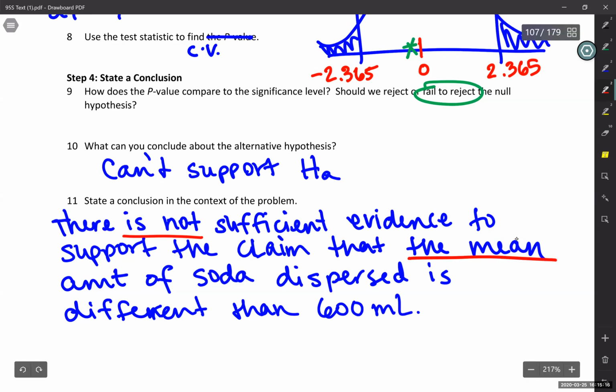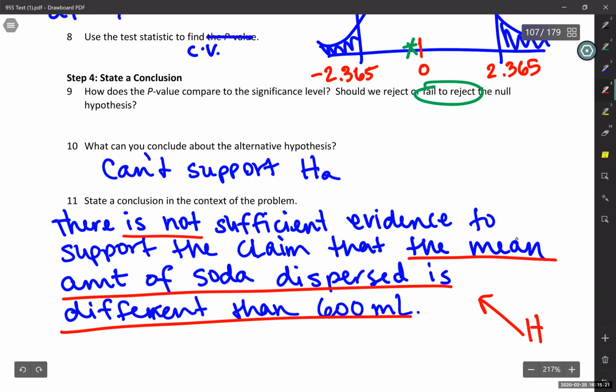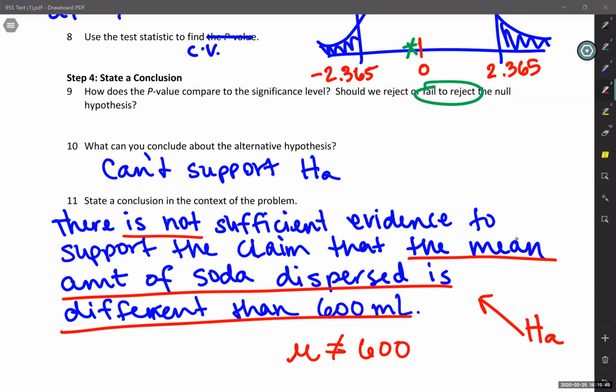And then everything after the word claim, all of that is the alternative hypothesis. So in symbols, the alternative hypothesis was mu is not equal to 600. And as a sentence, we just write it as the mean amount of soda is different, not equal, than 600. And we have the units in there for milliliters. All right, so that is everything for hypothesis testing with means. And next time we'll be talking about hypothesis testing with proportions.